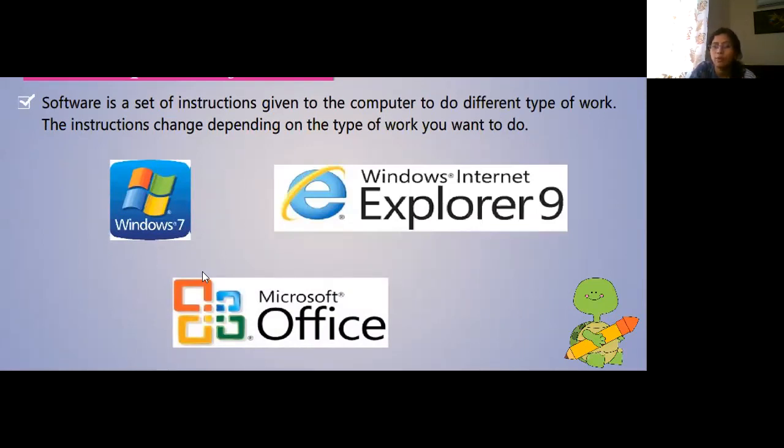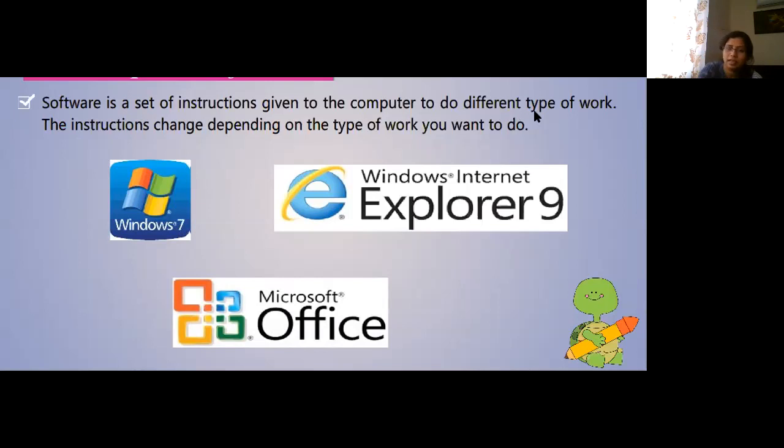So the popular softwares are Windows Explorer, and plus Microsoft Office. There are different softwares. If you want to type something, if you want to write something, all those things are available under Microsoft Office. So software is a set of instructions given to the computer to do different types of work.